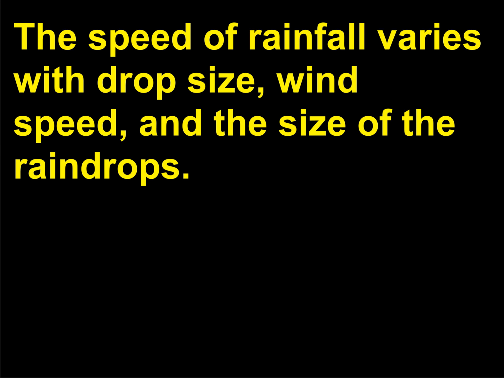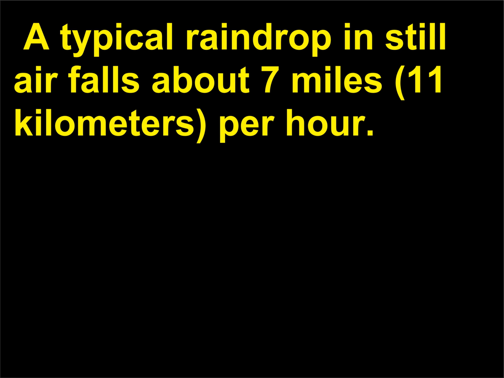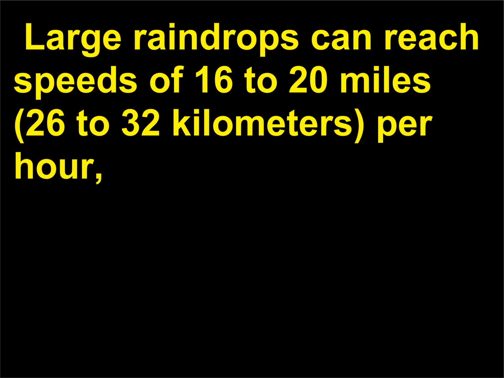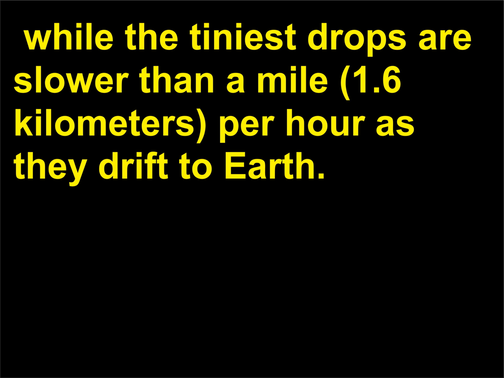The speed of rainfall varies with drop size, wind speed, and the size of the raindrops. A typical raindrop in still air falls about 7 miles, 11 kilometers, per hour. Large raindrops can reach speeds of 16 to 20 miles, 26 to 32 kilometers, per hour, while the tiniest drops are slower than a mile, 1.6 kilometers, per hour as they drift to Earth.